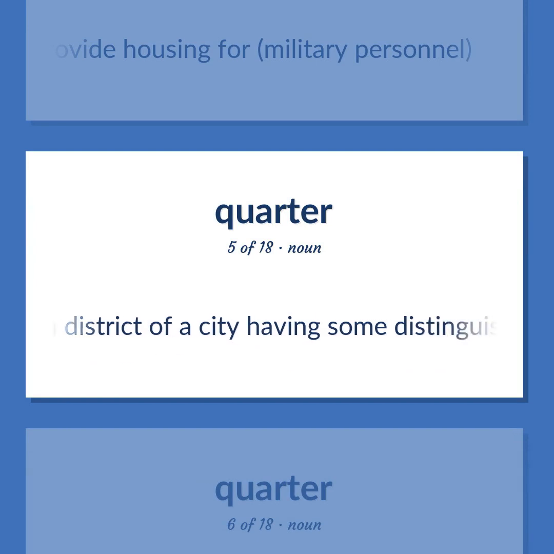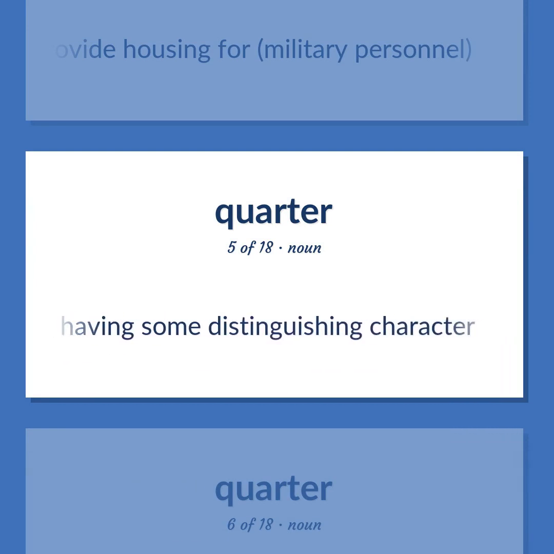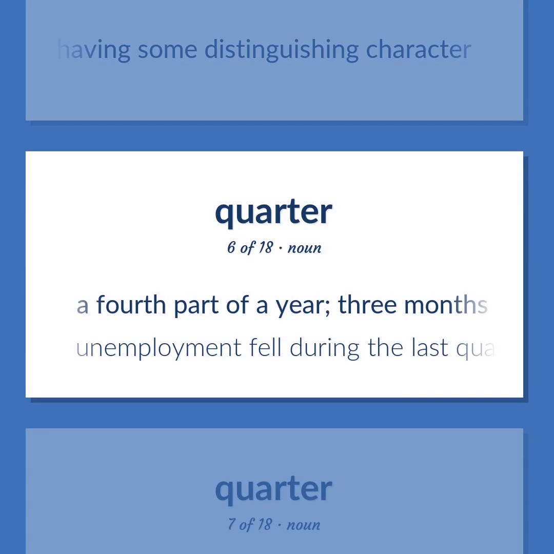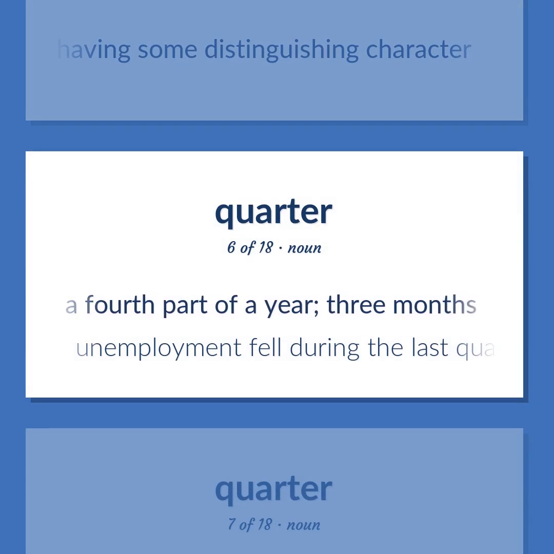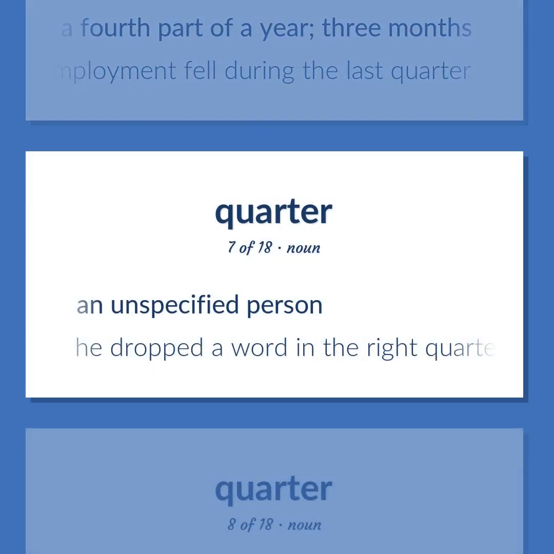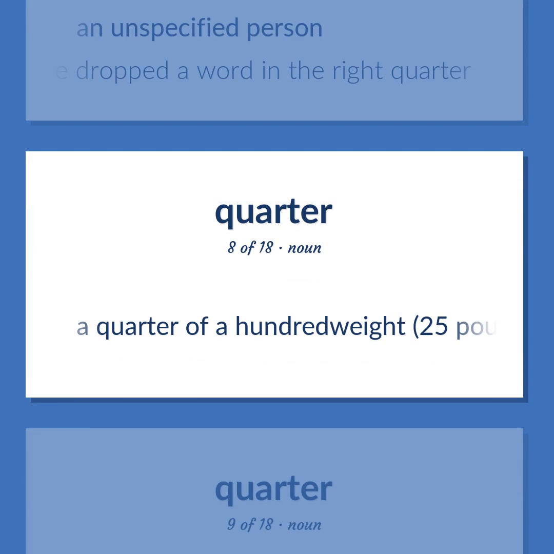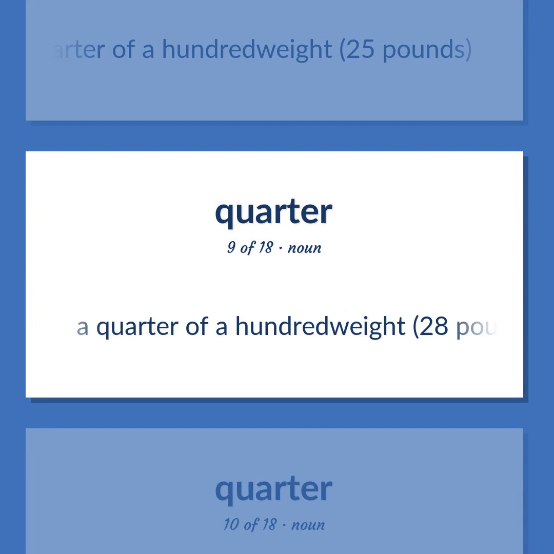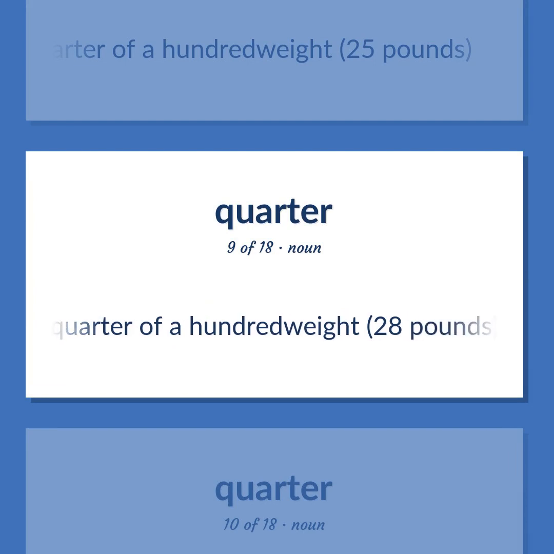A district of a city having some distinguishing character. A fourth part of a year, 3 months. Unemployment fell during the last quarter. An unspecified person. He dropped a word in the right quarter. A quarter of a hundredweight, 25 pounds. A quarter of a hundredweight, 28 pounds.